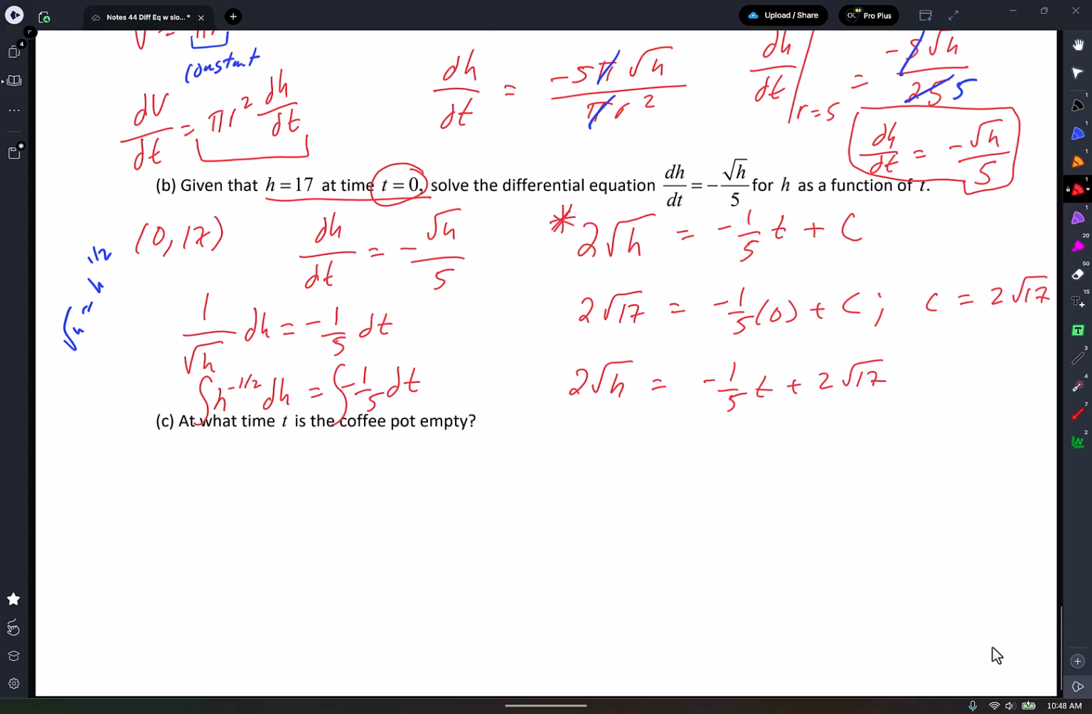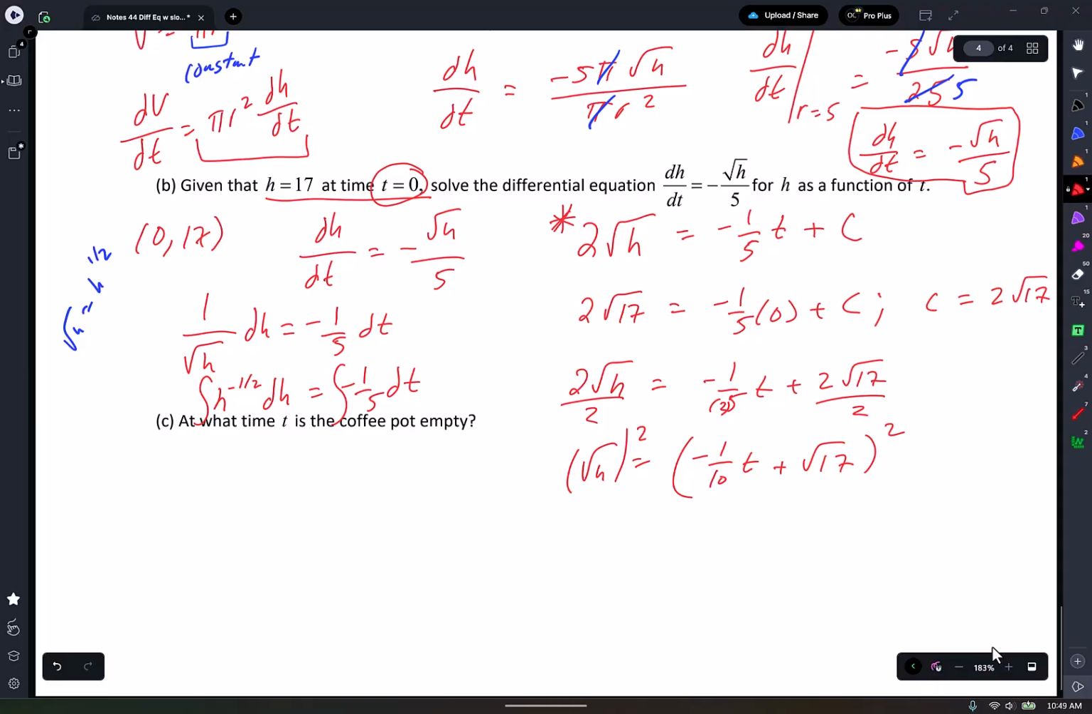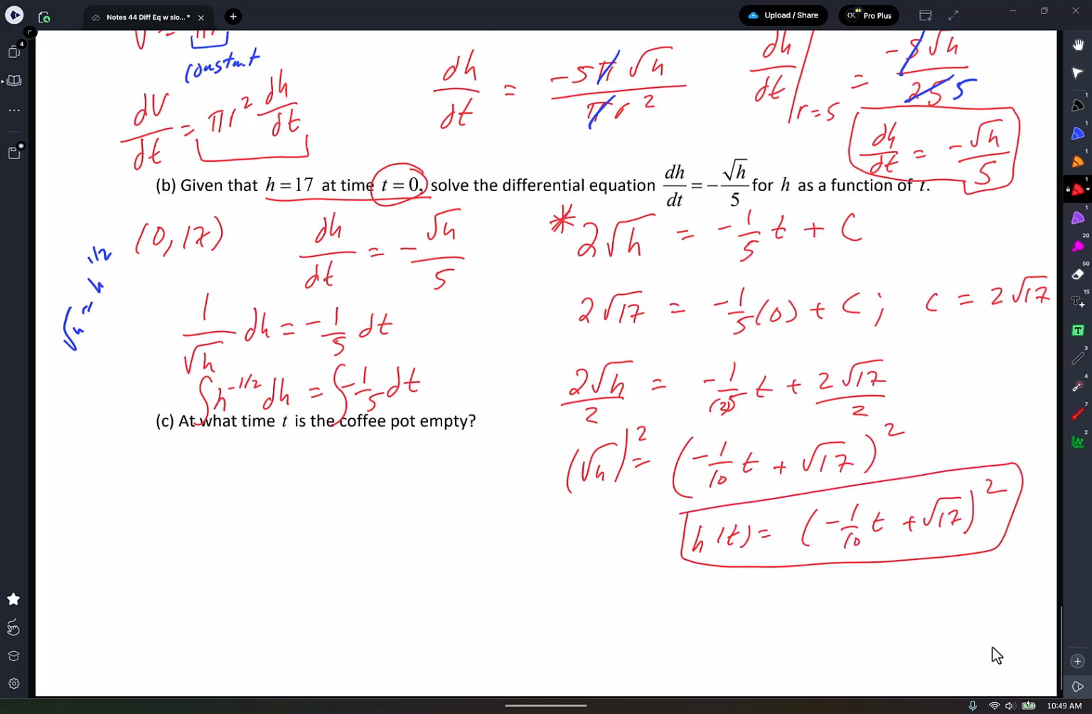Remember what we're doing? We're solving for what? H. So I got to get rid of the 2. So how do I do that? Divide by 2, divide by 2, divide by 2. You can put one big line over 2, but I like to do it like this. So square root of h equals negative 1/10 t plus square root of 17. And then we square all of it. Squared, squared. Do not expand. Leave it like that. H of t equals, parenthesis, negative 1/10 t, or you want to say t over 10, plus square root of 17, close it, squared. You don't have to say h of t, you could just say h. I just have a habit of it being h with respect to t.